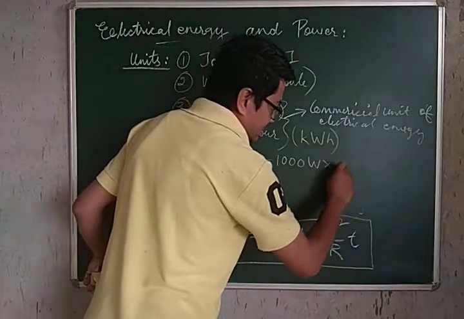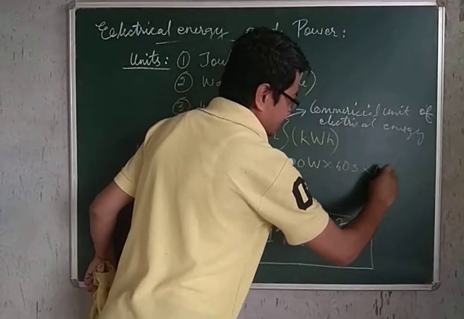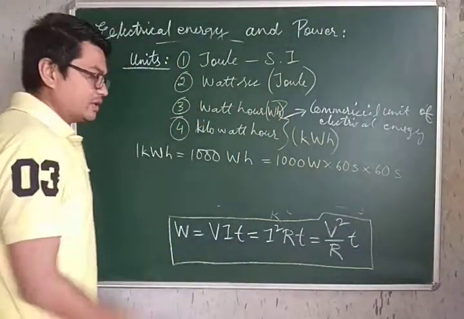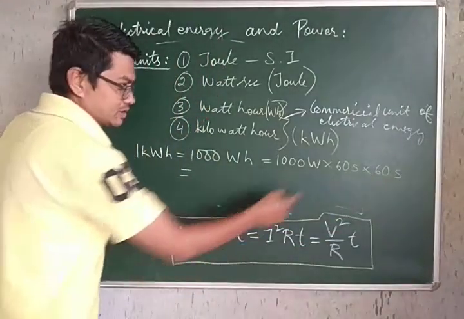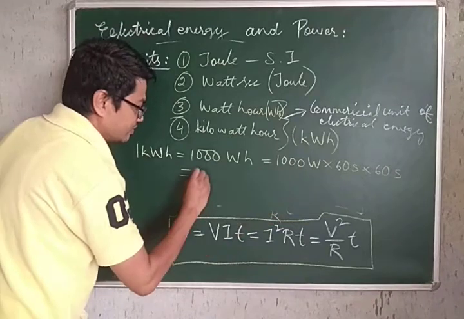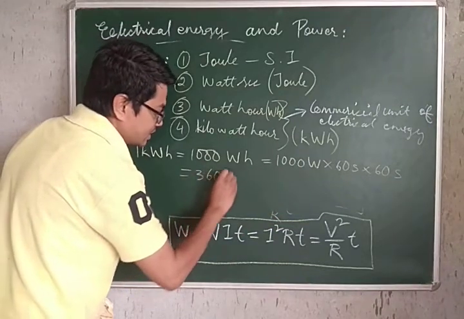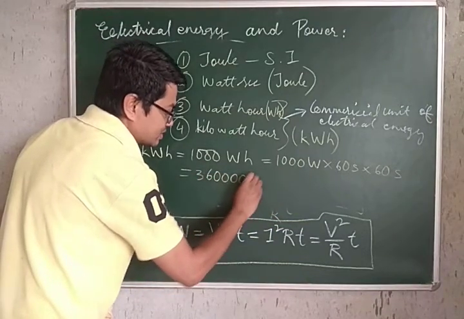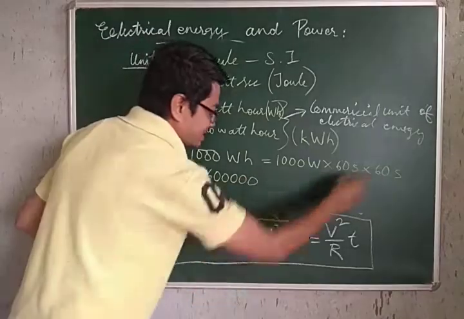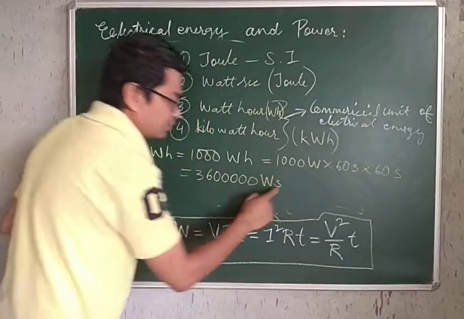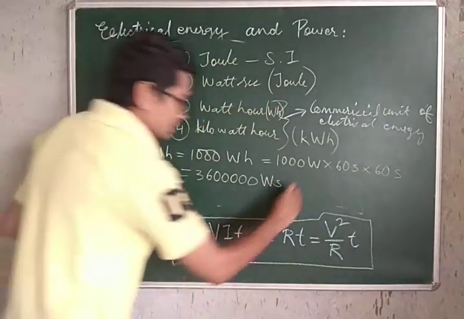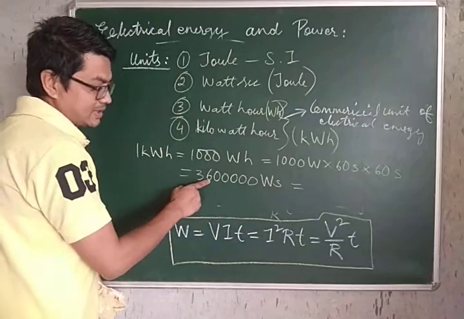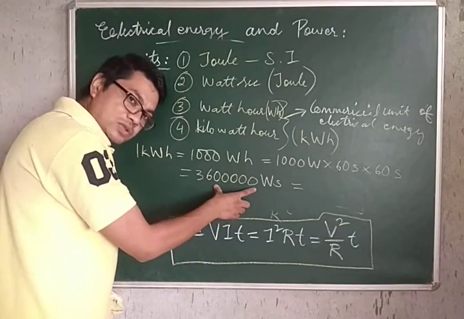Now 1 hour is 60 seconds into 60 seconds. Very, very easy, okay? So 60 into 60 is 3600. So 3600 and 3 more zeros. This many watt second. But watt second is what is called joule, remember. So this can be written as 36 into 10 to the power 5 joules also you can write.